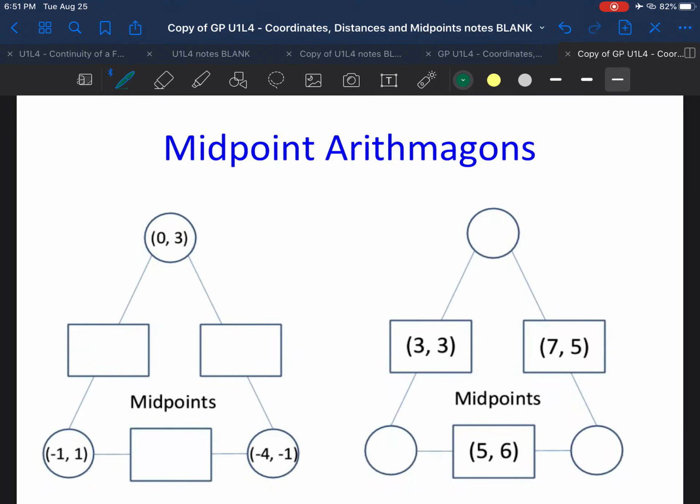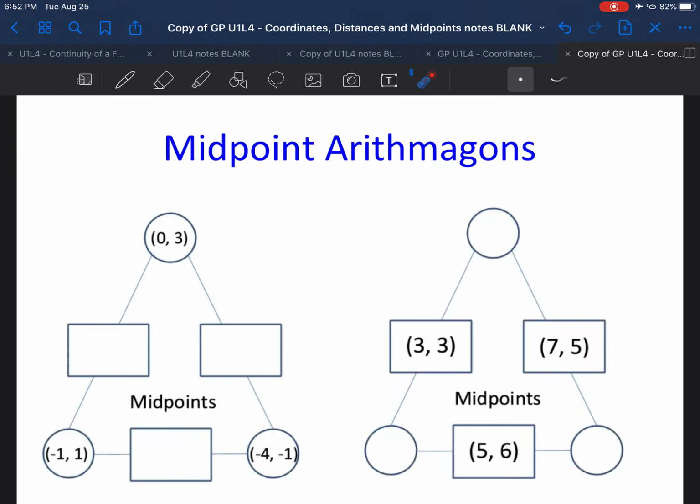All right, so this is called an arithmogon. The idea here is you fill in these blank spaces with the midpoints between these 2 points. Okay, so in this left arithmogon, we have these 2 points. We want to find the midpoint. We have these 2 points. We want to find the midpoint. We have these 2 points. We want to find the midpoint.